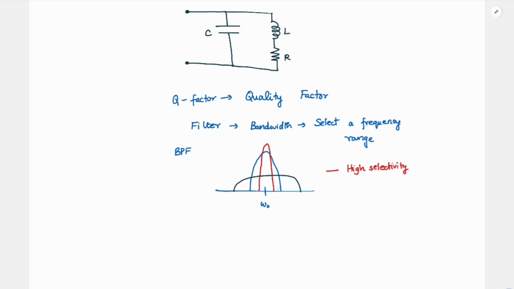Why does it have high selectivity? Whatever is outside this bandwidth, it rejects. So we are only interested in the signal at omega naught. So it is good for us to have something like the red color. So this is always better for us. So then ideally this should have a higher quality factor.